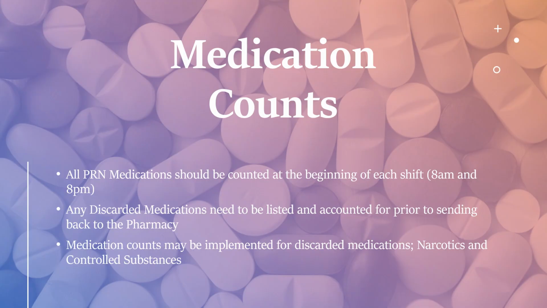Medication counts. All PRN medications should be counted at the beginning of each shift, 8 a.m. and 8 p.m. Any discarded medications need to be listed and accounted for prior to sending back to the pharmacy. Medication counts may be implemented for discarded medications, for example, narcotics or controlled substances.